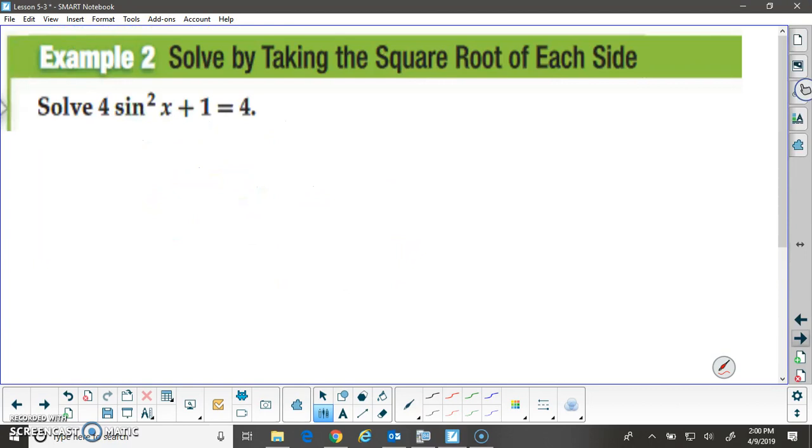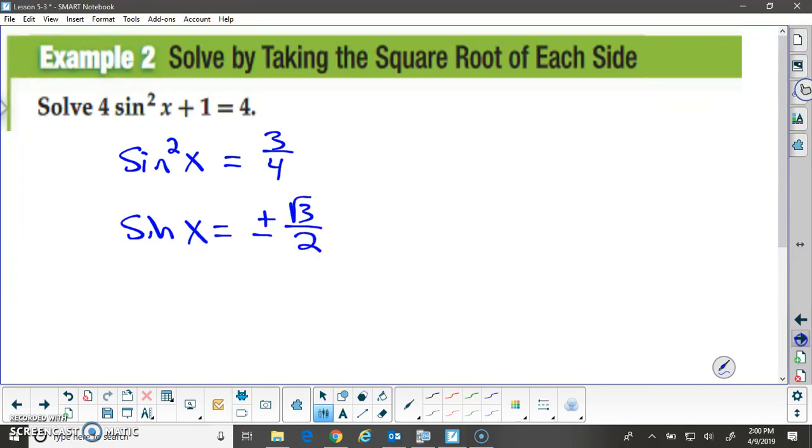Here's another example. What's different about this one is we've got a trig function squared. I'm going to subtract 1, divide by 4 to get the sine squared of x by itself, and that would give us 3/4. Now I square root both sides, and once I square root, I've got to use a plus or minus, and then we'd have the square root of 3 over 2 after square rooting the right-hand side.